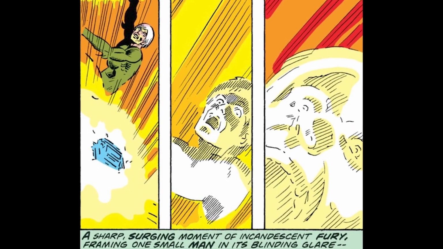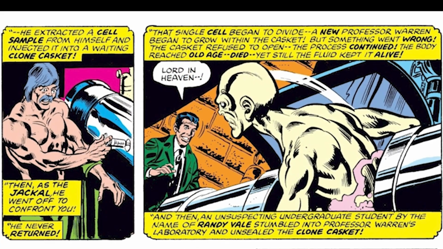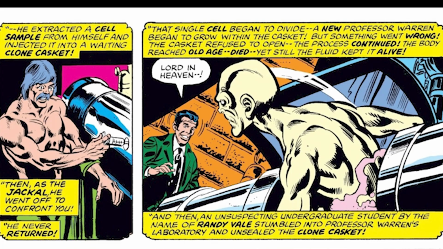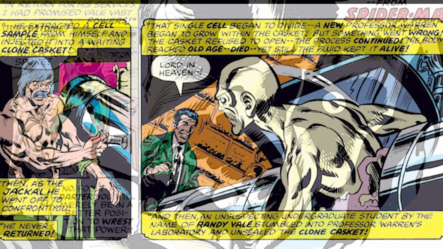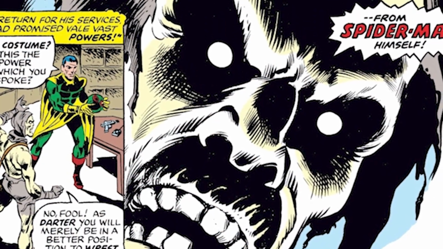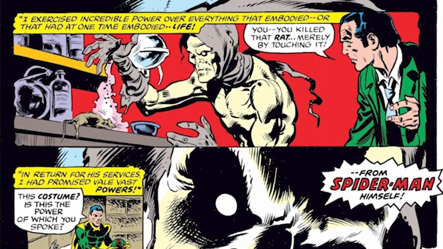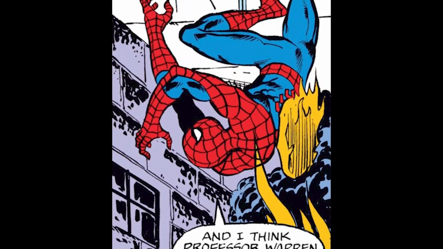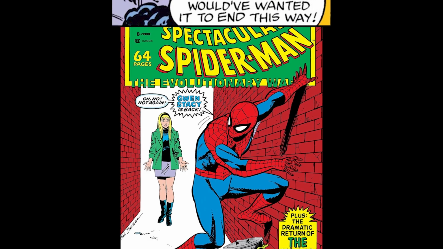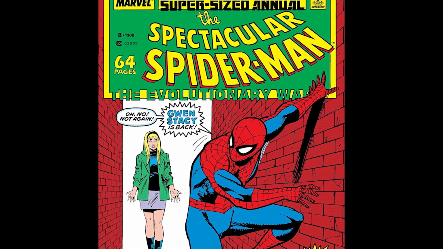If you haven't guessed yet, we soon find out that Carrion is Professor Warren's clone, who, because he was never taken out of his cloning pod, aged far beyond death, giving him ghost-like abilities and the touch of death. Spidey swiftly defeats him though, and we jump 10 years later to Spectacular Spider-Man Annual number 7.